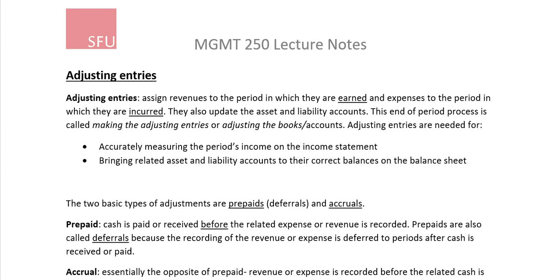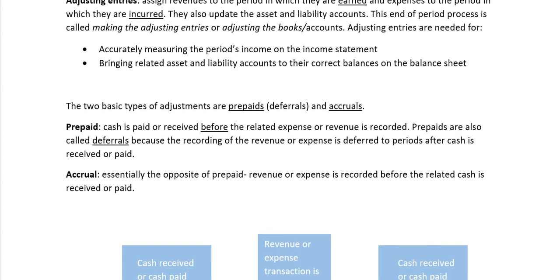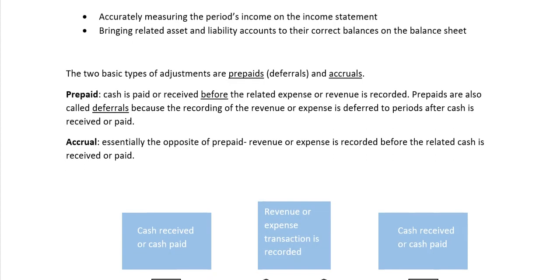Adjusting entries are needed for a couple of things. One is to accurately measure the period income on the income statement. And second, we use adjusting entries to bring related asset and liability accounts to their correct balances on the balance sheet. The two basic types of adjustments are called prepaids, which are deferrals, and also accruals.